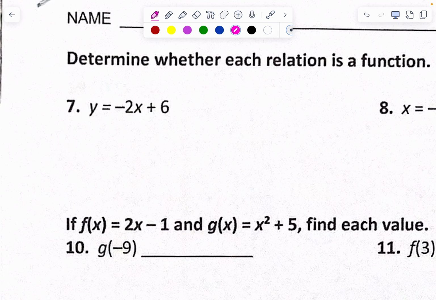Okay, now we've got to figure this one out. Determine whether each relation is a function. Number 7. Yes. What if I were to graph number 7, what would it look like? It would start at 6 and it would go. Yeah, what kind of function is it though?